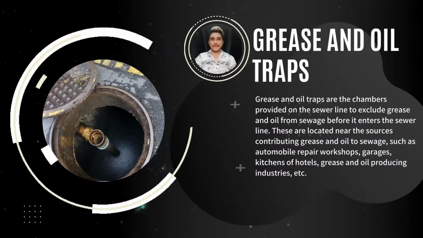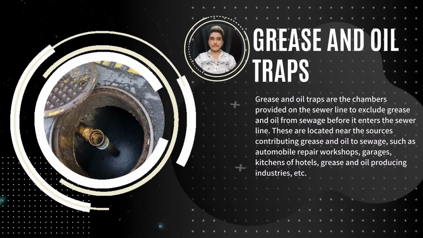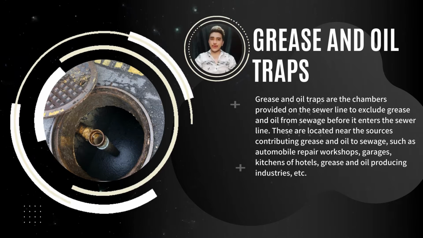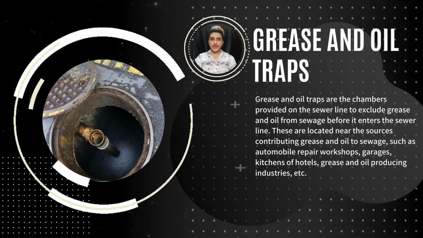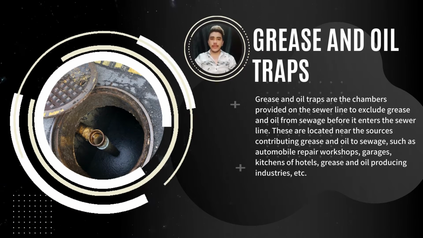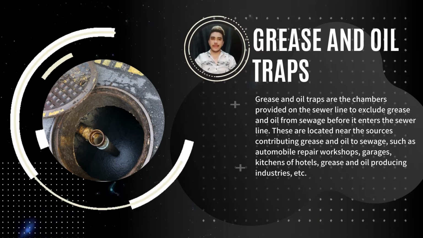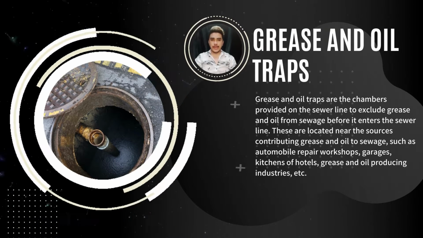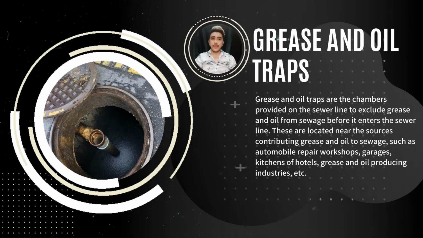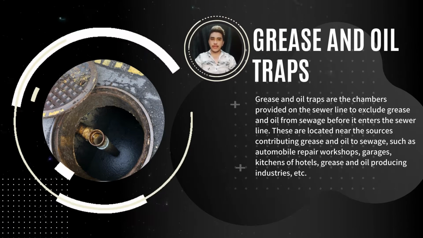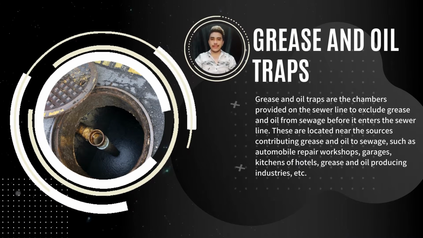Grease and oil traps. Grease and oil traps are chambers provided on the sewer line to exclude grease and oil from sewage before it enters the sewer line. These are located near the sources contributing grease and oil to sewage, such as automobile repair workshops, garages, kitchens of hotels, grease and oil producing industries, etc.